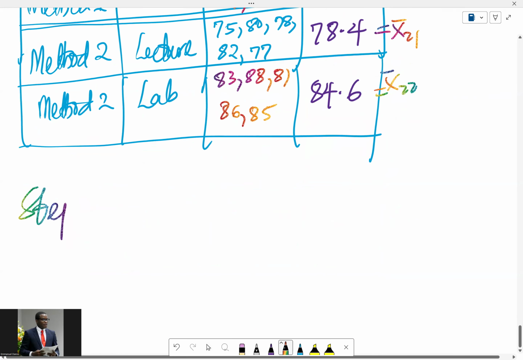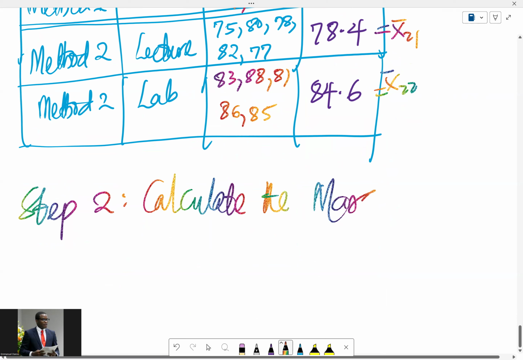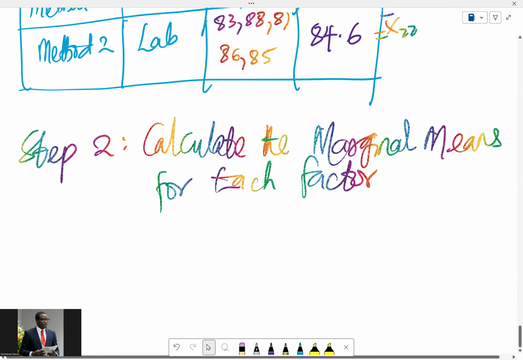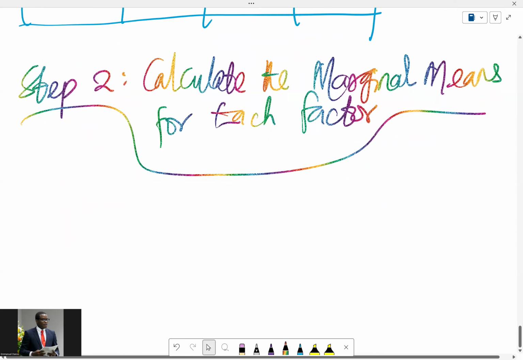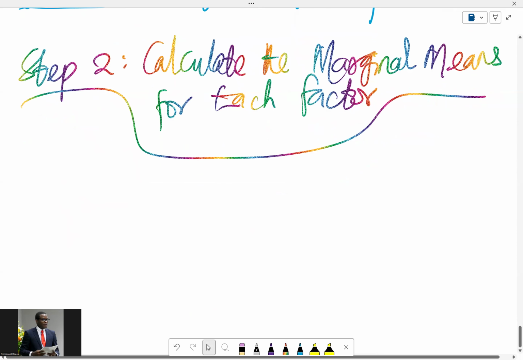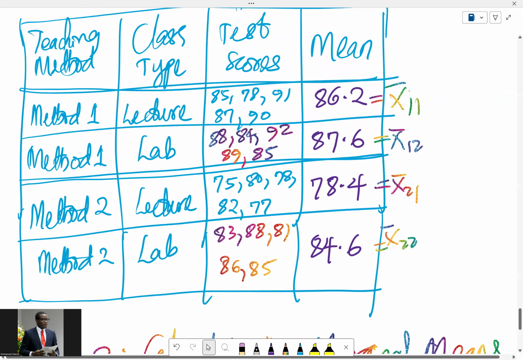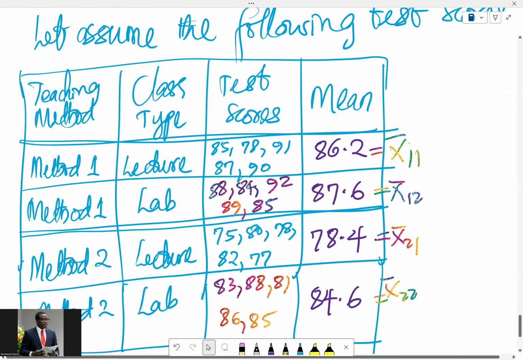Step two is to calculate the marginal means for each factor. And what does that mean? We'll see that right now. Talking about marginal mean now, what's this? Method 1 mean, method 2 mean.